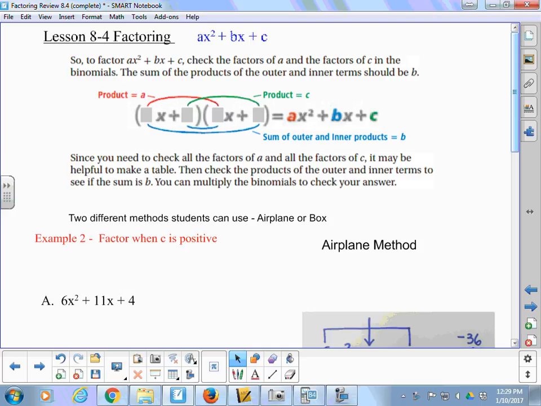But I'm also going to show you a method called the airplane method. Now, there's probably 6 or 8 different methods that somebody could use to factor these. And if you searched online, you would find a bunch of them. Okay? There's the airplane method. There's the Xbox method. There's a method where they factor by grouping. And I actually, last semester, I showed that method to some students also.